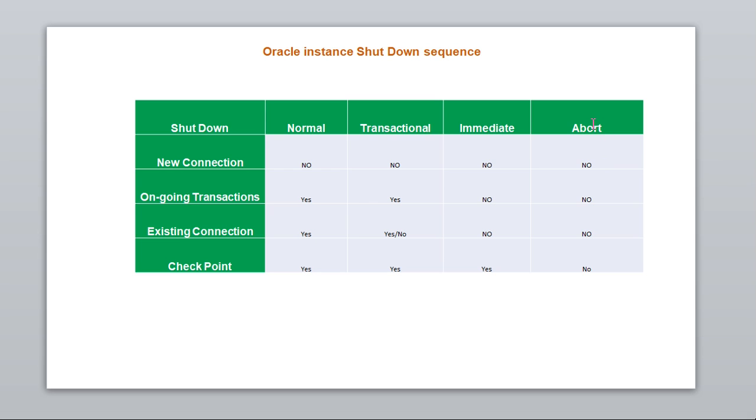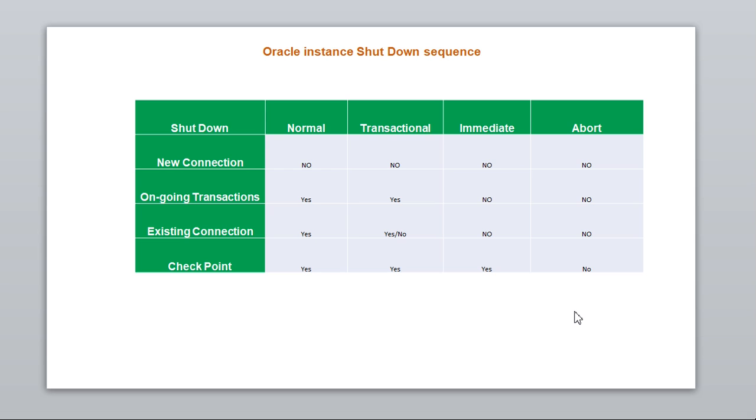If you take the instance abort, normally we should not do that, because there is a chance of data corruption, and then your instance will go for recovery. You need to recover your instance. It will take time as well as downtime, right? Because we gain nothing if we take the Oracle instance abort. I hope this table helps you understand the Oracle instance shutdown sequence better.